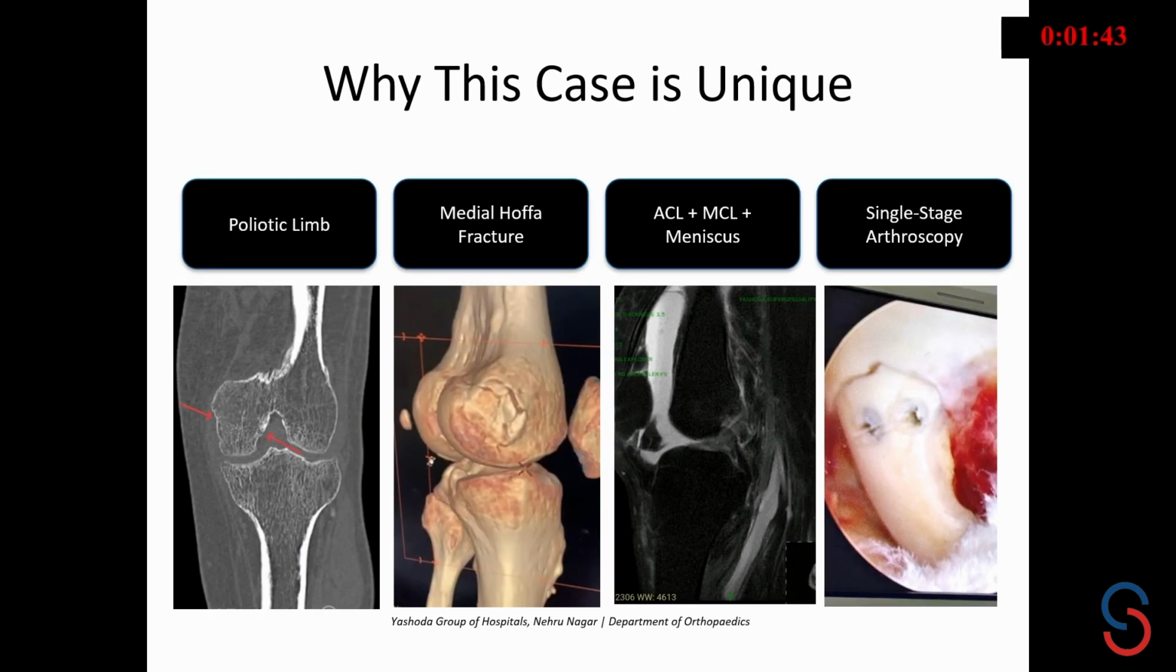So why is this case unique? There is a polytrauma limb. There is a medial Hoffa fracture line. As you can see, the whole fracture line can be seen going through. There is ACL, MCL, and meniscus injury, and everything was done in single stage arthroscopy.